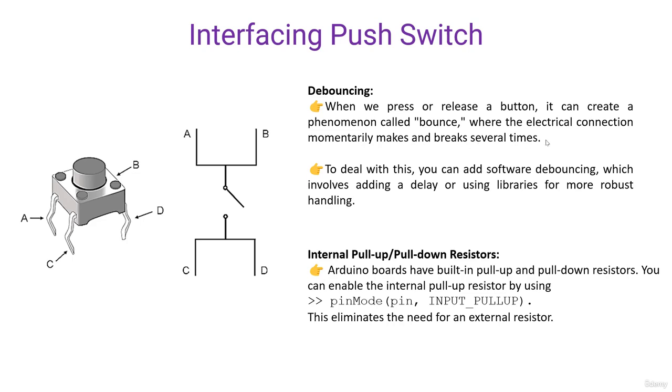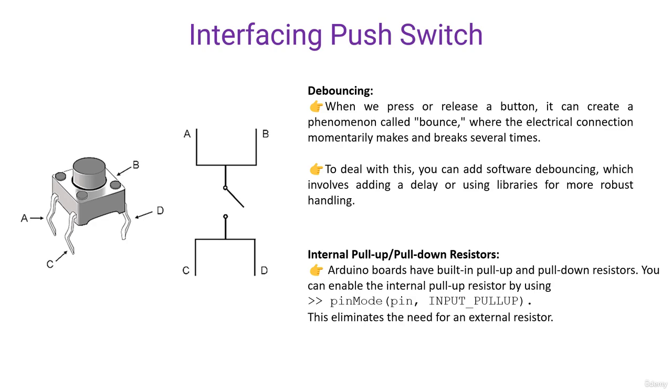So this is a problem because we are pressing one time, but due to the transients or the bouncing, it will read multiple on and off. We can deal with this debouncing from the hardware part as well as from the software part. If you want to use a software debouncing method, then adding a delay will be enough to reduce that effect.